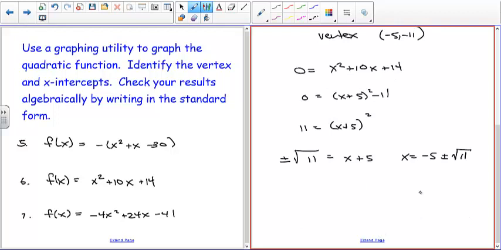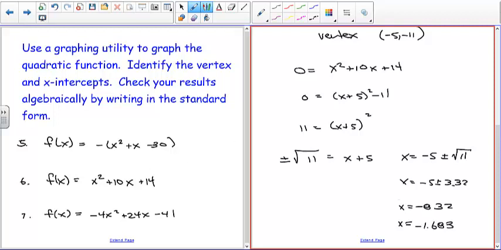And if we find the decimal equivalent of the square root of 11, the square root of 11 is 3.32. So the two numbers we'll get, if we subtract, we'll get negative 8.32, since 5 plus 3.32 is 8.32. And the second one is negative 5 plus 3.32, so it's going to be negative 1.68.